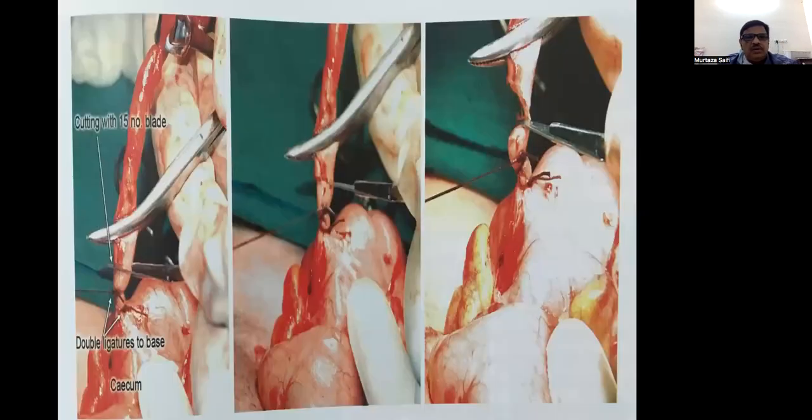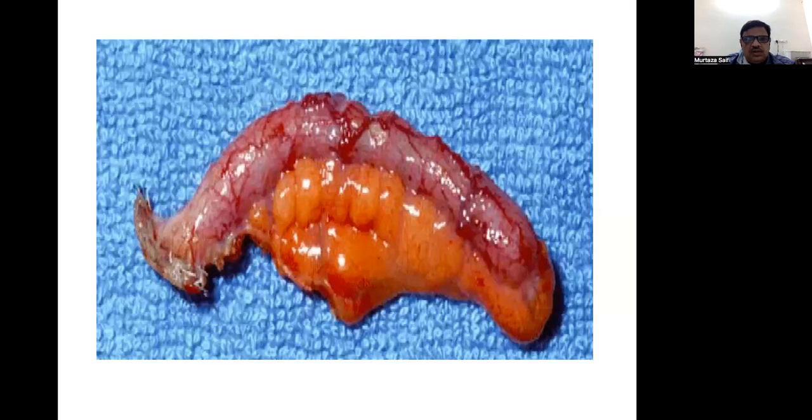This picture shows steps of appendicectomy. This picture shows ligation of the appendix and cut of the appendix. This is the appendix cut section. This is the specimen of appendix.